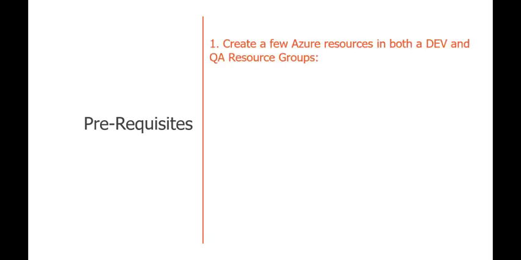This demonstration assumes that a few prerequisites have been completed. Here's a list of prerequisites to complete prior to continuing with the demo. Initially, I'll create the following Azure resources in both a dev and a QA resource group. We'll need a Data Lake Storage Gen 2 for a sample linked service connection, a Data Factory V2 for the CI/CD process, a Key Vault to store our secrets, and a SQL Server and database for another sample linked service connection.